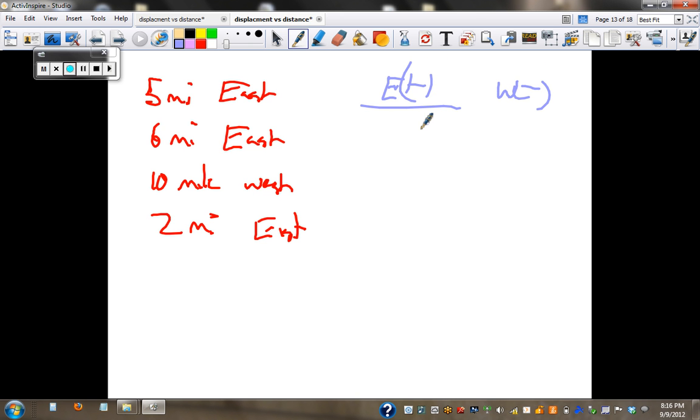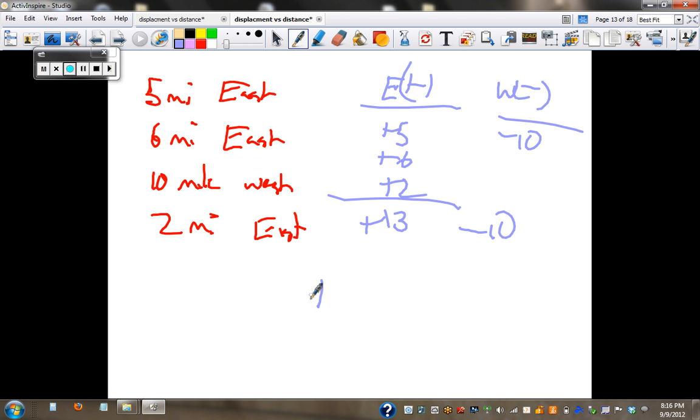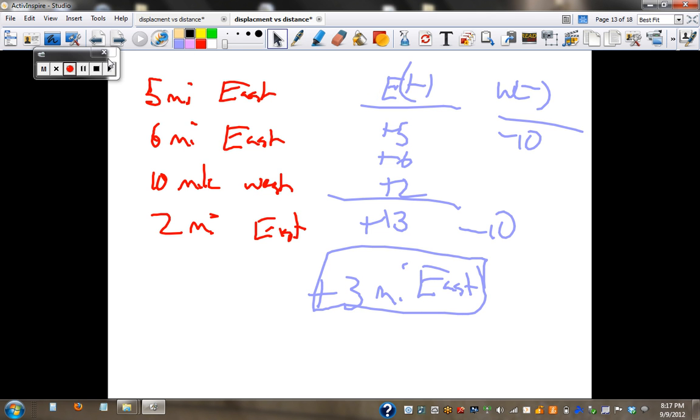Call east positive. Plus 5, plus 6, plus 2, minus 10. This is plus 13, minus 10. The net change is plus 3. That means 3 miles east. Alright, I hope that helped.